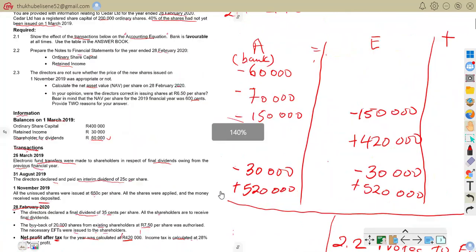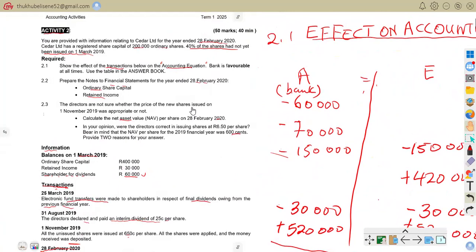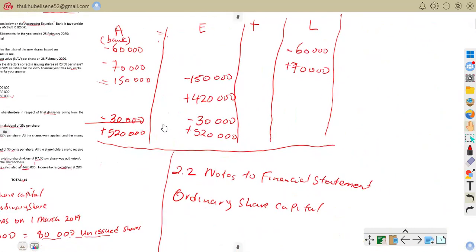As you can see, let us see clearly that question of 2.2. Prepare notes to financial statements for the year ended 28 February 2020. And there we are to do ordinary share capital as well as retained income. Hope we are together on that. So now, let us be on those two notes to financial statements.